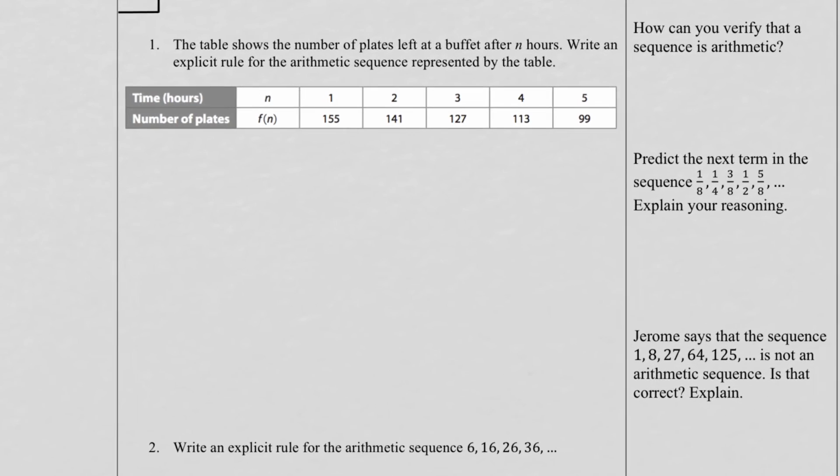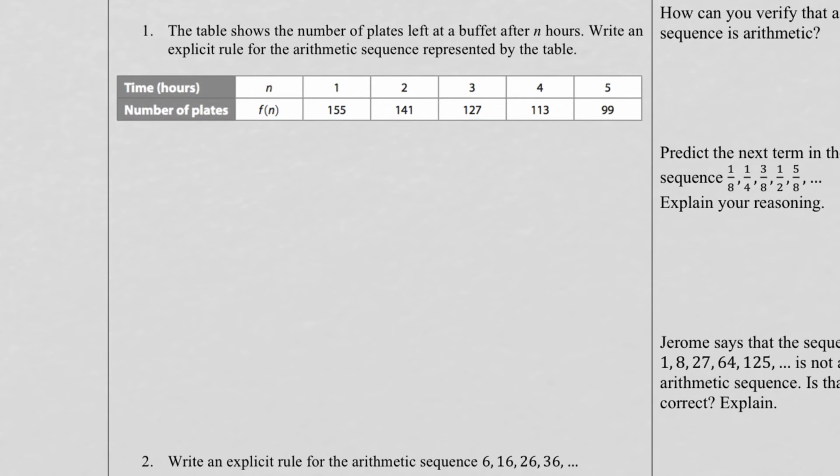and try problem number 1. Right here. The table shows the number of plates left at a buffet after n hours. Write an explicit rule for the arithmetic sequence represented by the table. Go for it. Look at the work that I just did, and you should be able to figure it out.